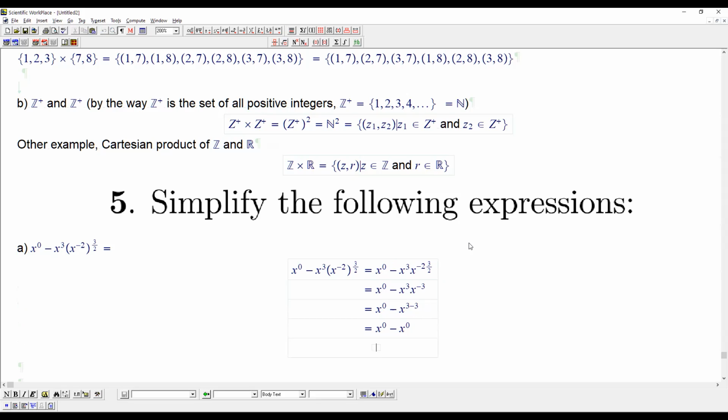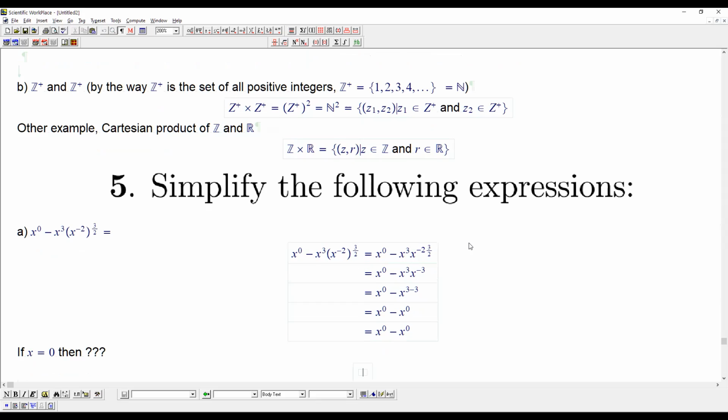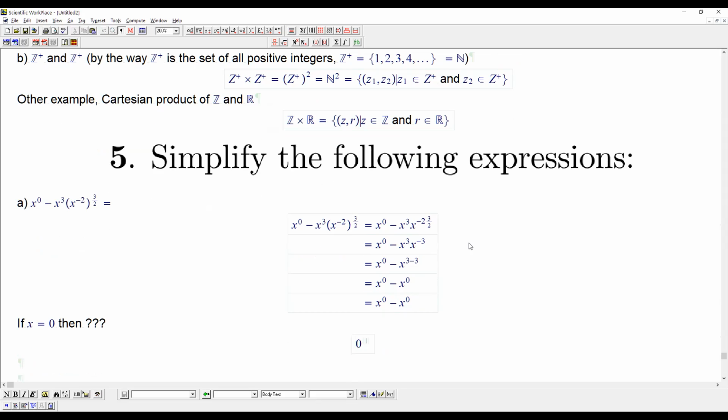That of course equals to, so what is x to the 0? Yeah, so Philip says it's 1. It's 1 except for one value, if it's a real. If x is 0, then we have no clue what this is, because 0 to the 0 is undefined.